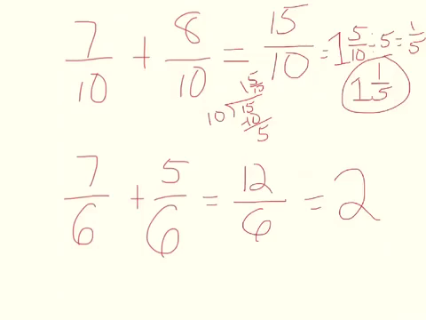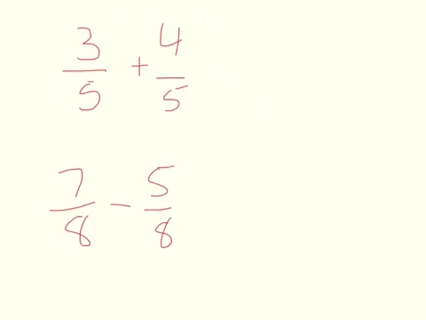All right, let's take a look at some examples of subtraction. Oh, I guess we're going to do both. I feel like we already did this, but we didn't. All right, 3/5 plus 4/5 equals 7/5. And when I convert, that's 1 and 2/5.